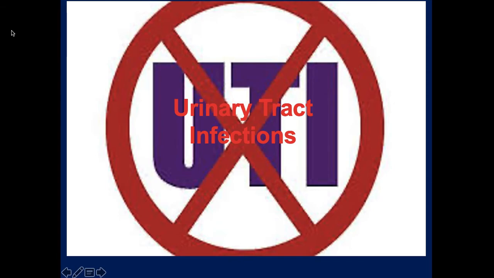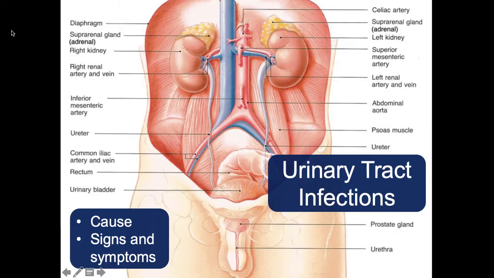So urinary tract infections, UTIs. Predominantly females get UTIs, and they're usually isolated to the bladder themselves. Men do get them occasionally, but unfortunately they get really sick. They get high fevers, and they spread to their kidneys and all kinds of complications. This is the anatomy of the urinary system.